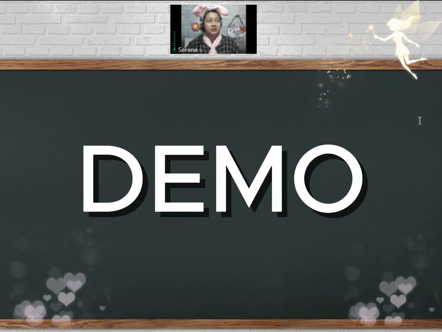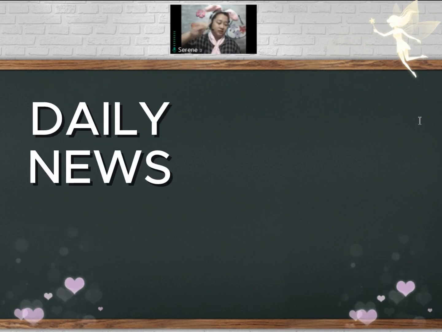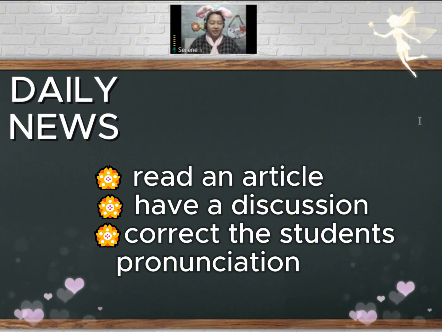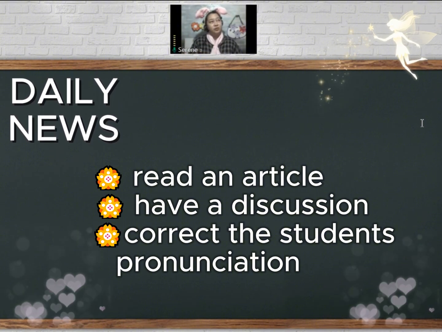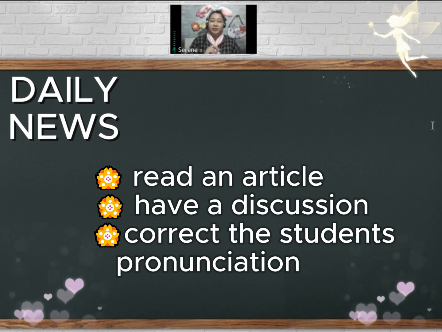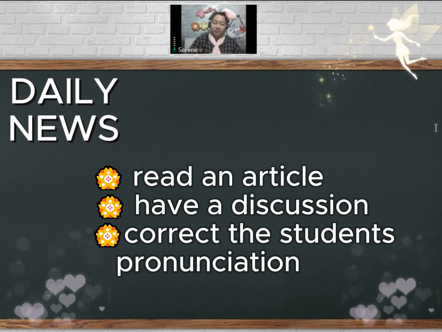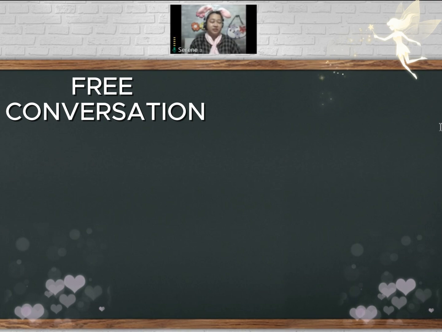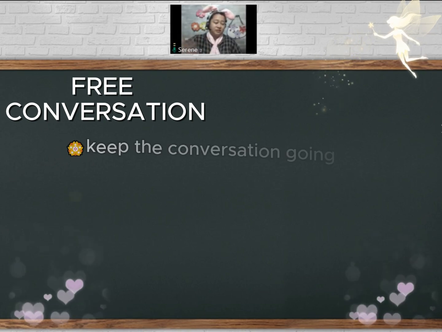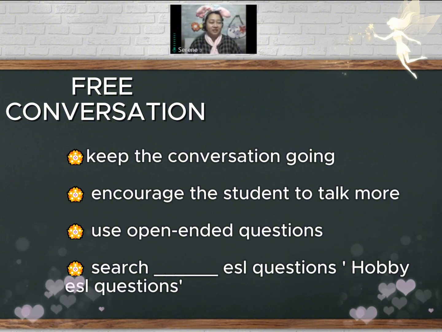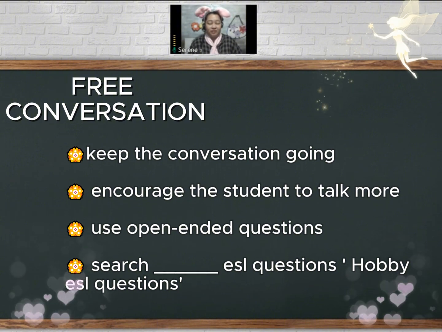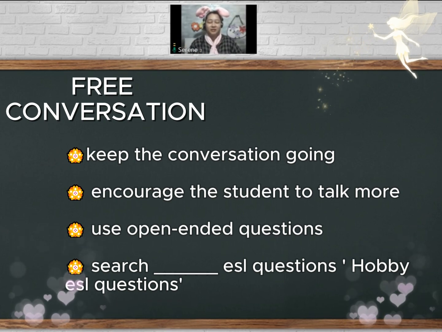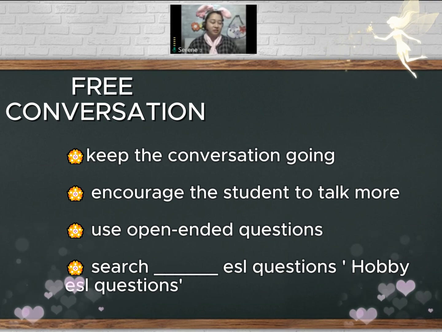Now, the demo lesson has two parts: the daily news material and the free conversation. For the daily news, you are going to read an article, there will be some vocabulary, you are going to correct your students' pronunciation, and you're going to discuss or explain some words in a simpler way if your student doesn't understand them. For the free conversation, you're just going to keep the conversation going. So make sure you have a lot of questions in mind already. If you have experience in free conversation or small talk with your peers, that would be a great help for this part of the demo.